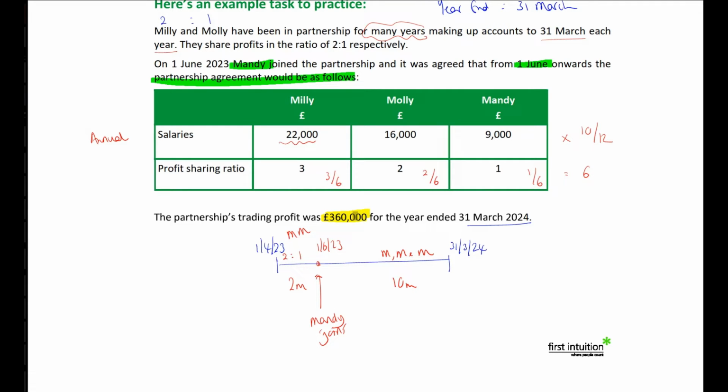Imagine a bucket full of money, £360,000. The question is just about how am I going to empty that bucket into the individual buckets of Millie, Molly and Mandy. At the end of the year, I still want to have £360,000 of profit. It's just that it needs to be shared in accordance with their arrangements.